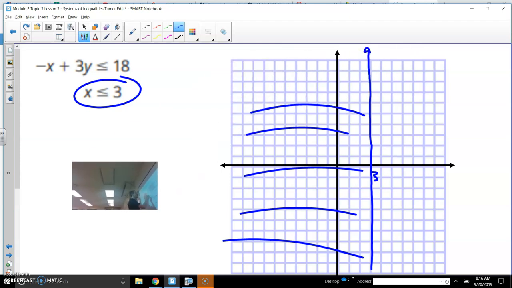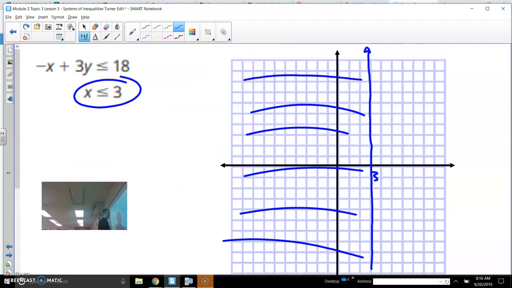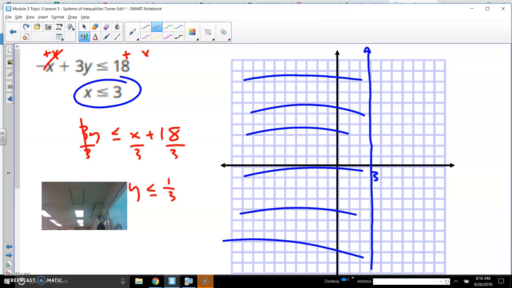Now remember, the answer comes from the overlapping region. So I need to graph the other one. Let's add x to the other side. 3y less than or equal to x plus 18. And then let's divide the 3 away to get y completely by itself. That gives me 1/3 x plus 6. So starting at 6, 1, 2, 3, 4, 5, 6. We're going to go up 1, right 3 for the slope part.